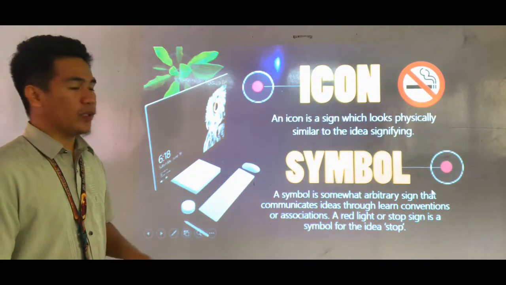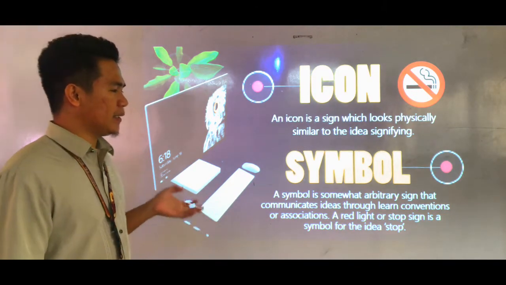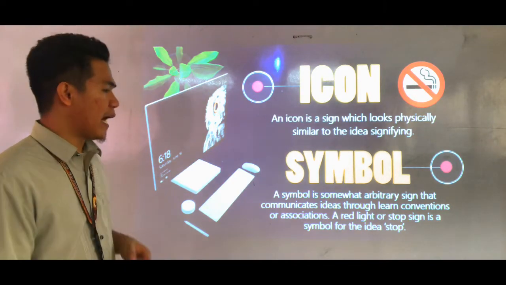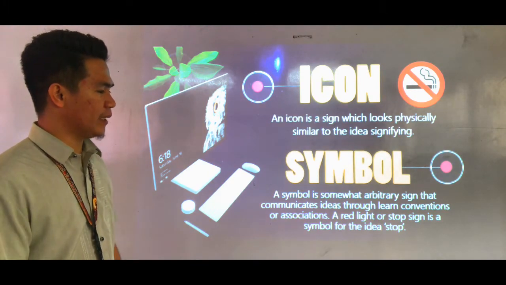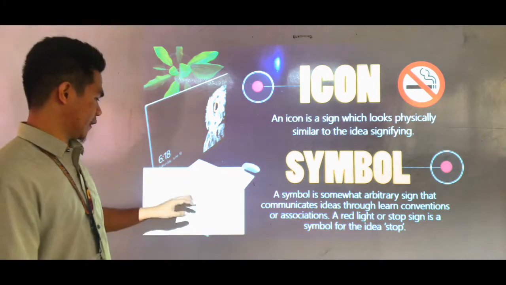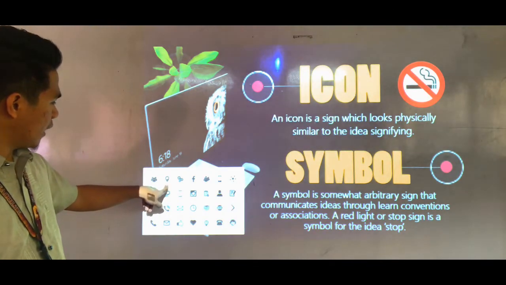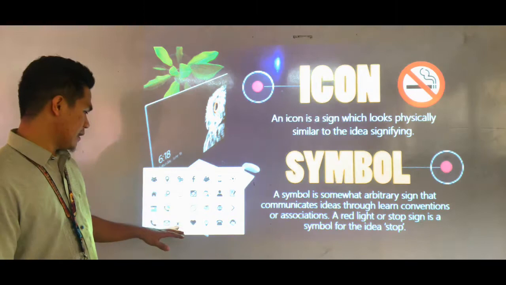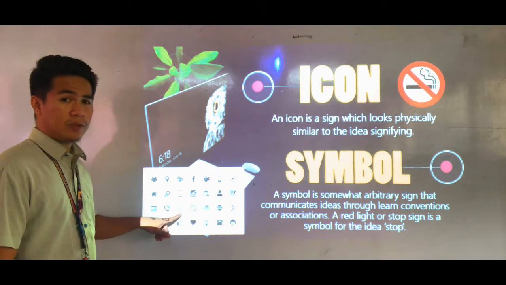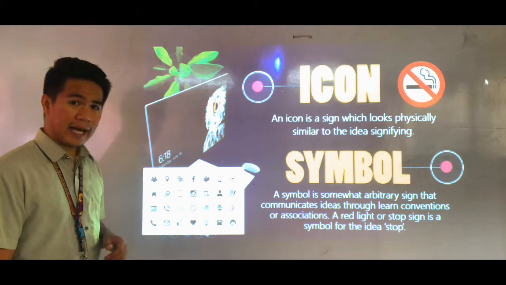Number 2, we have this what we call symbol. When we say symbol, it is a somewhat arbitrary sign that communicates ideas through learned conventions or associations. A red light or stop sign is a symbol for the idea to stop. So here are the examples of symbols. We have the Facebook, the Instagram, the envelope. That symbol symbolizes messages. This one, the symbol of thumbs up, means like.